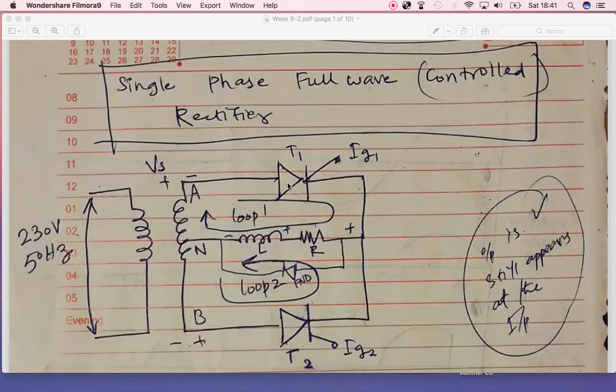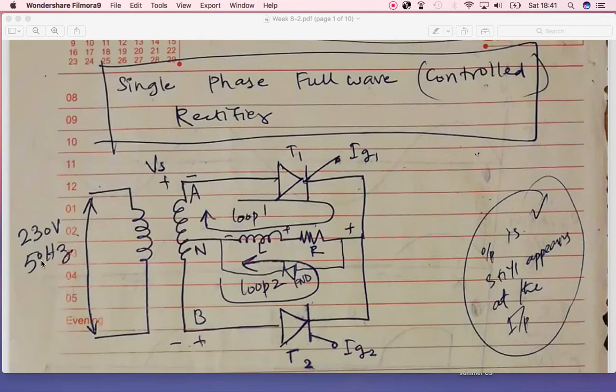We are having a thyristor over here, and this is the second thyristor. We have a load in between, and we have a freewheeling diode over here, and with the load we have an inductor to smoothen our DC, and this is a circuit of a single phase full wave controlled rectifier, because we have the control switches over here, which are thyristors present.